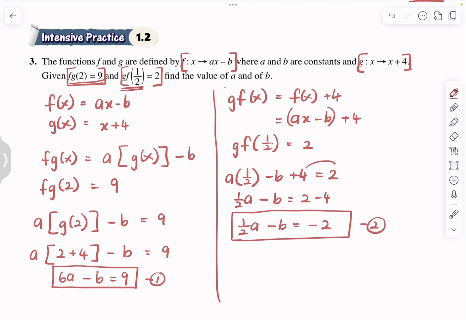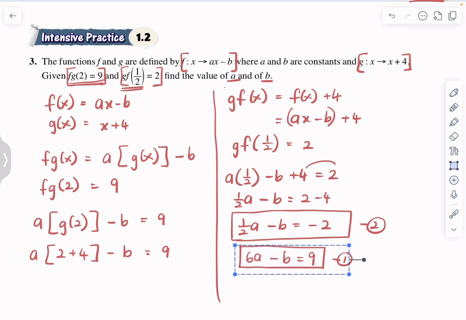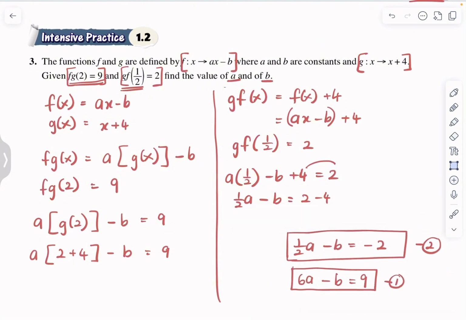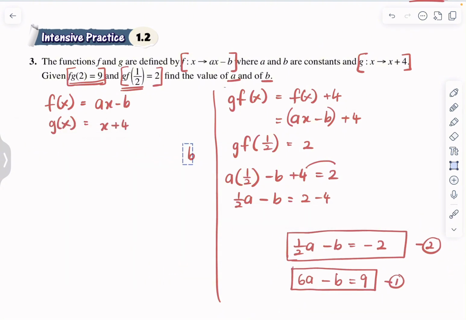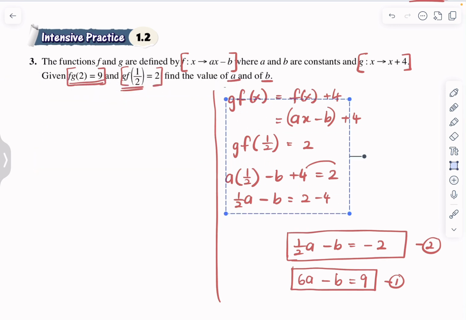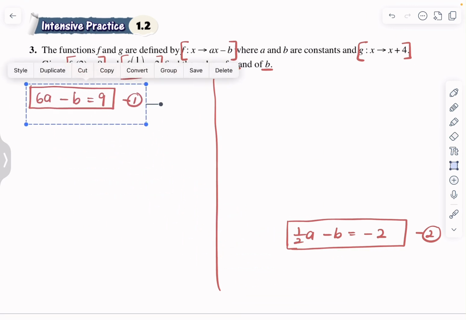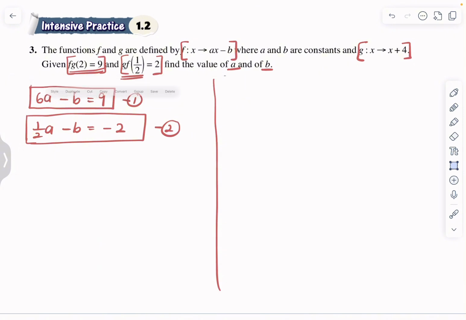Now to find the value of a and b, we just have to solve them simultaneously. Okay, so we need this equation and this equation. We only need these two. Okay, the others can erase. All right. This is equation 1, this is equation 2. Okay, let's see how to solve them simultaneously.